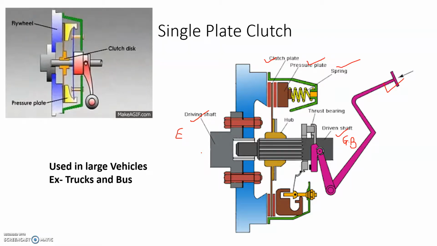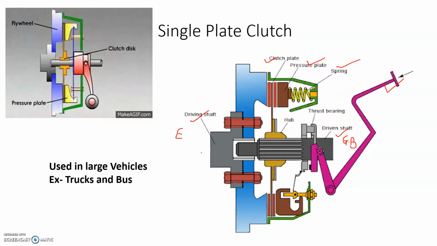As for disadvantages, it requires a higher force for operating the clutch pedal. And for higher power transmission, the surface area is increased, because of which the overall size of the clutch gets bigger. So those are a few disadvantages of the single plate clutch. That's all with the single plate clutch.